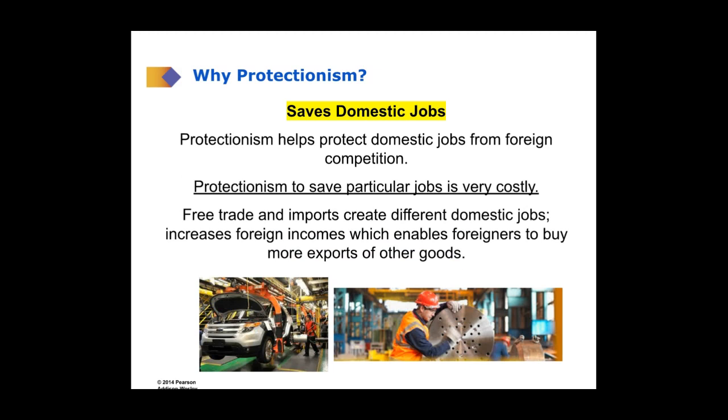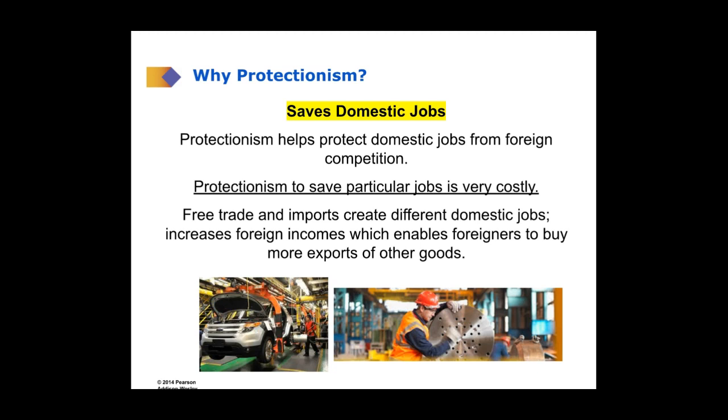Now, interestingly enough, this type of protectionism is particularly costly. The amount of costs and the number of jobs saved is usually very high. The amount of cost it takes to try to save jobs through some form of protectionism. And it's also true, we have to remember that free trade and imports create other jobs. And by shutting off free trade, we're not allowing these jobs to be created and to happen.